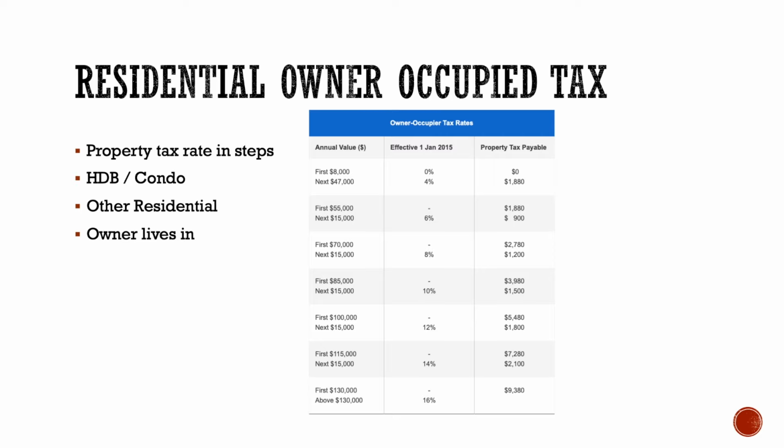Now, this will be for all kinds of residential properties, which will include HDB, condo, residential properties. This residential owner-occupied tax rate only applies if this is your chosen first residential property which you are staying in. And for this owner-occupied tax rate, you may refer to this table below to do your calculations.